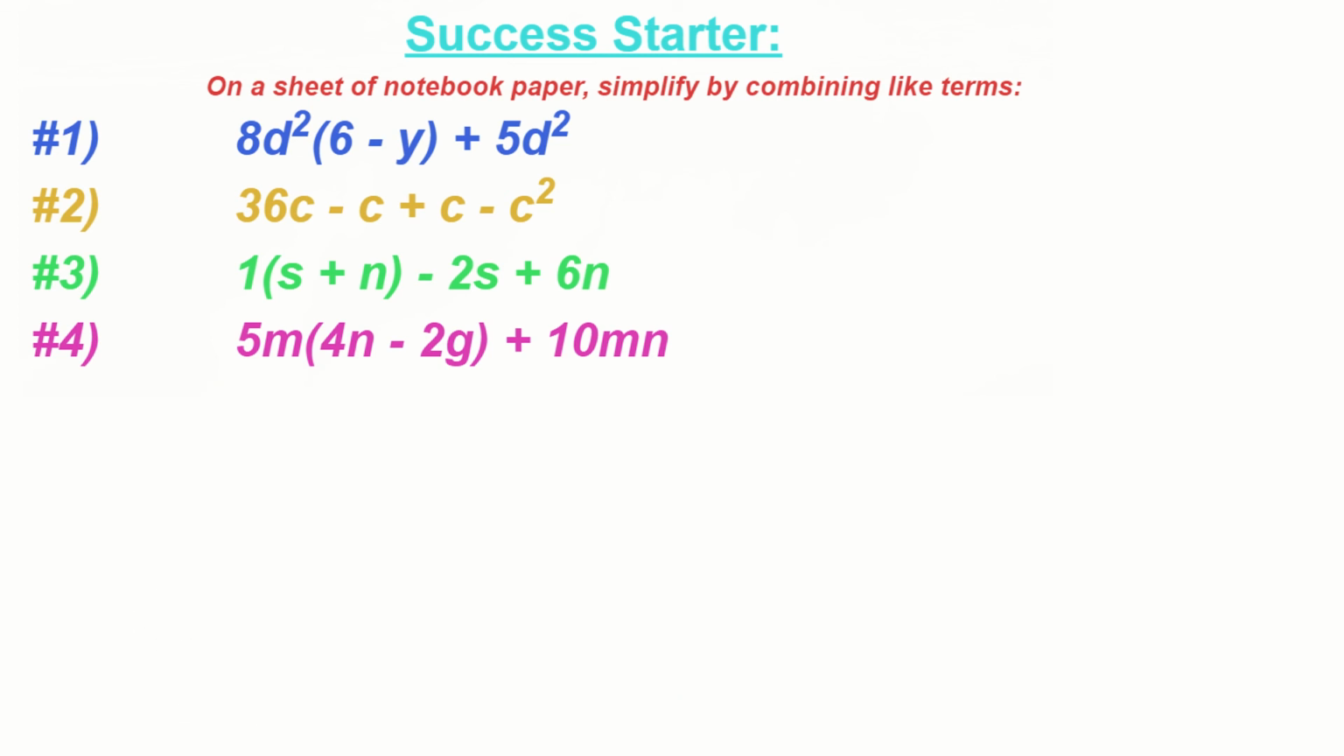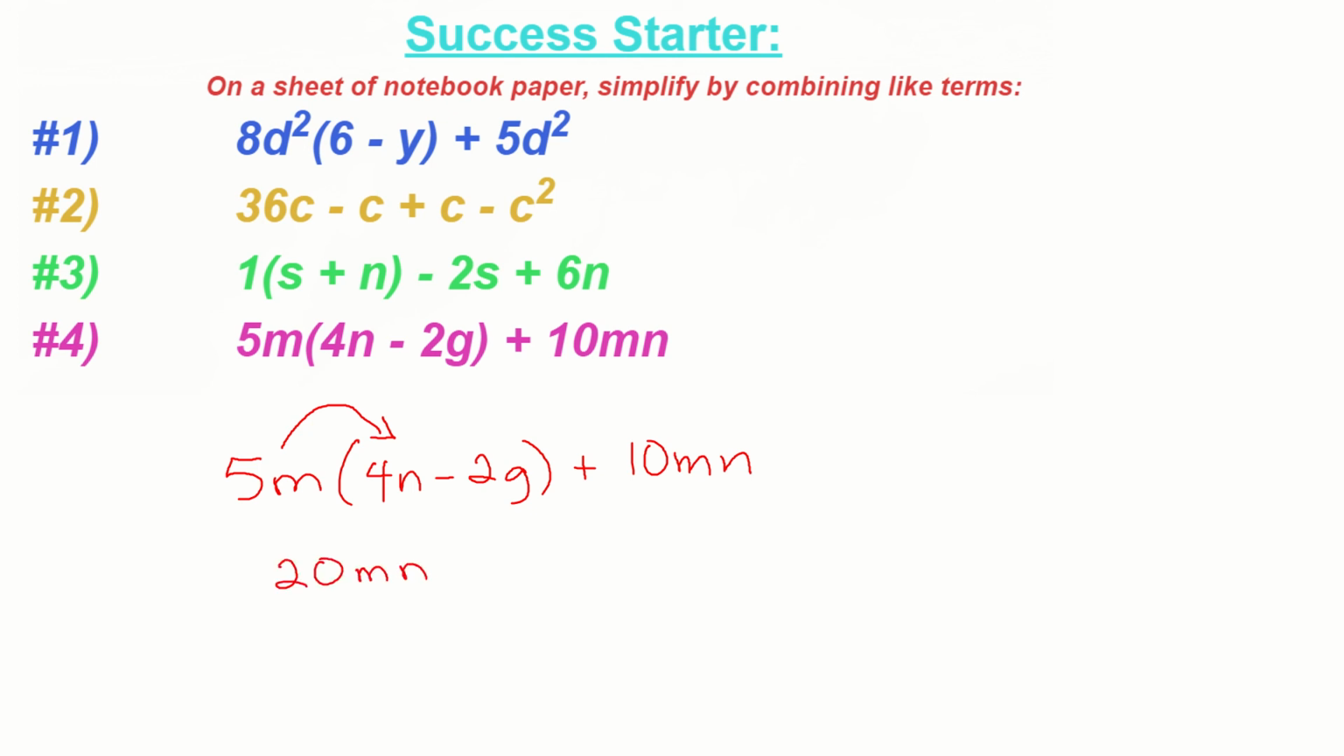All right, so we have 5M, and in the parentheses, it's being multiplied by 4N minus 2G, and then outside plus 10MN. So let's go ahead. I see you distributed properly. Let's work on this first. 5M times 4N, that is 20MN. See, then we're subtracting. Now I'm going to say 5M times 2G, that's 10MG. So I'm done simplifying this part.